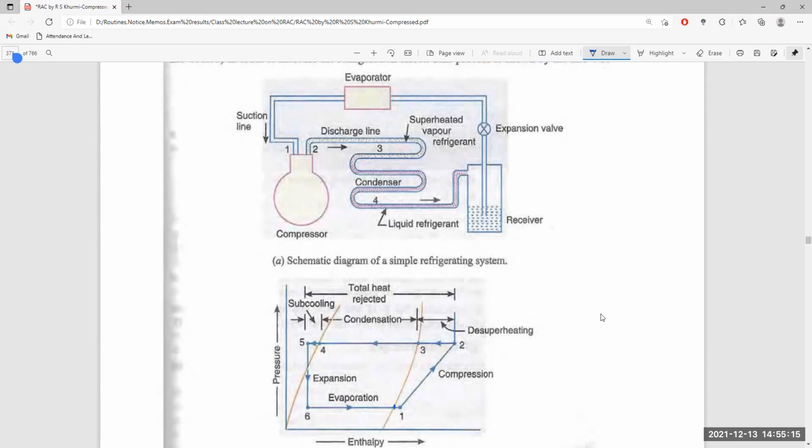The more heat is added to it, the more degree of superheat at point 2. And then from 2 to 3, it is discharged to the condenser through the discharge line. From 2 to 3, the superheated temperature is reduced to the saturated temperature as per the pressure.